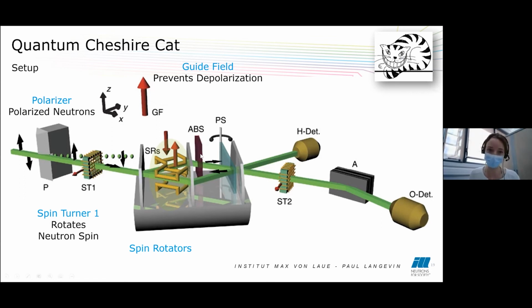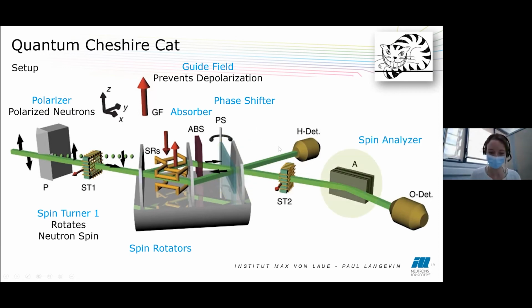For the moment, we will just ignore the absorber, which is in here. It will become important later. And as for all the interferometry experiments, the intensity of the final neutron beam behind the analyzer crystal is, of course, observed as a function of the phase shift between the different paths. And the phase shift, again, is achieved by rotating a phase shifter.